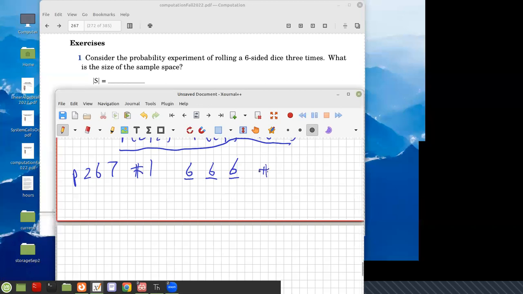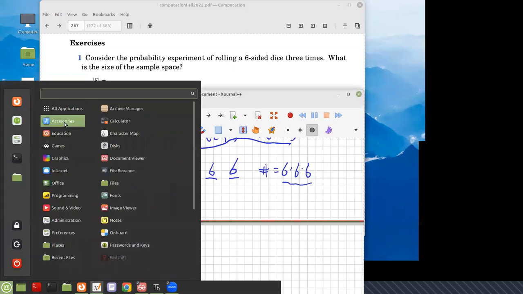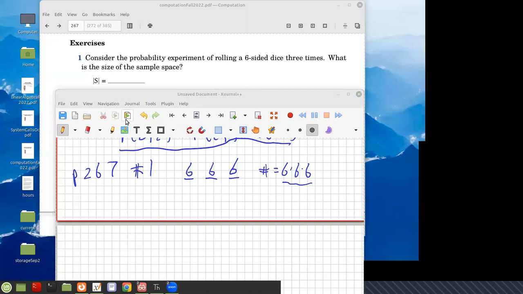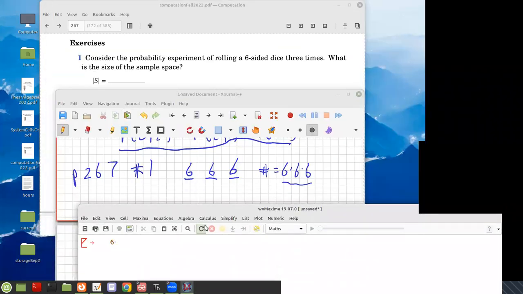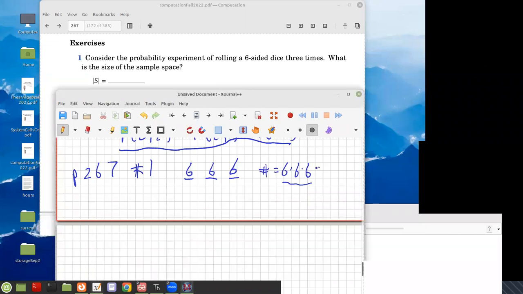So the total number of sets of 3 here is going to be 6 times 6 times 6. And that's actually a good answer, just 6 times 6 times 6. And if we wanted to evaluate that, the way I'm going to usually do it is to just start wxMaxima and just type 6 times 6 times 6. And that means that there's 216 possibilities. So the sample space size is going to equal 216.